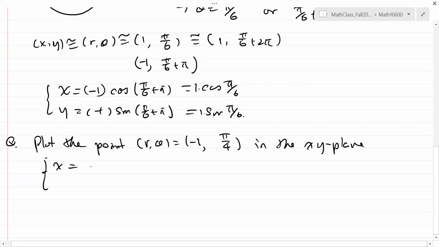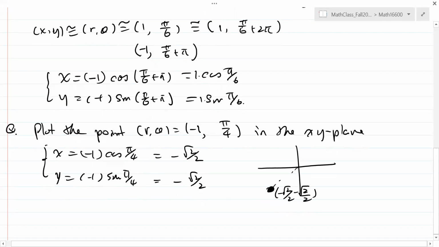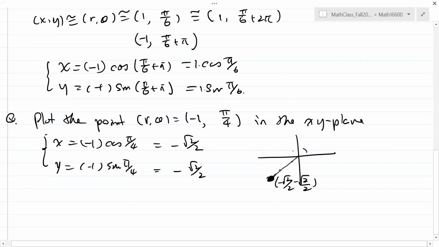And x is going to be r cosine theta, negative 1 cosine pi over 4, and y equals negative 1 sine pi over 4, right? And that is going to be negative square root 2 over 2 and negative square root 2 over 2. So this will be in the third quadrant. So here's a point, negative square root 2 over 2, negative square root 2 over 2. So this is the point, okay? But the angle here, the angle from here to here, is not pi over 4. The angle here is not going to be pi over 4.